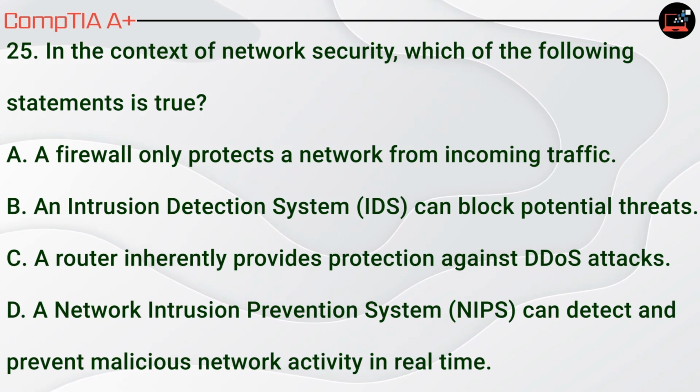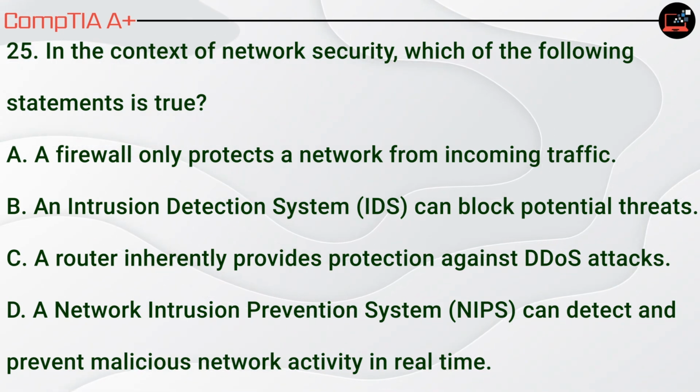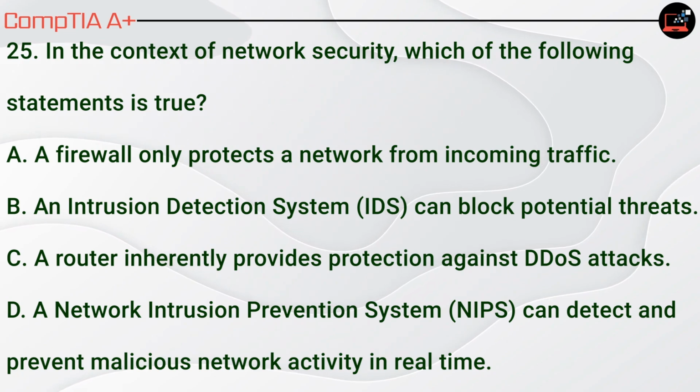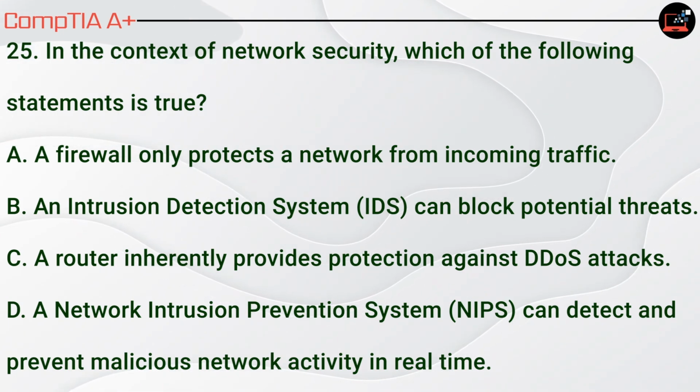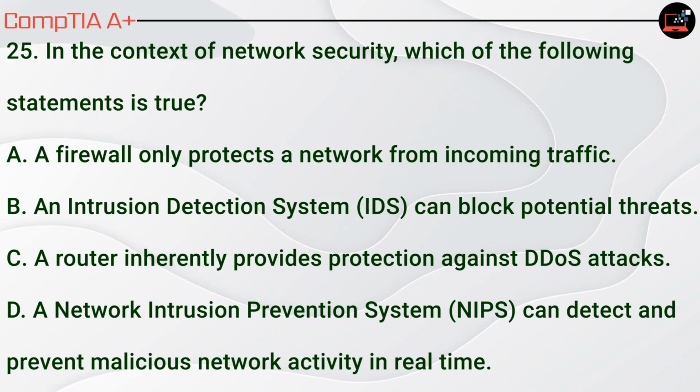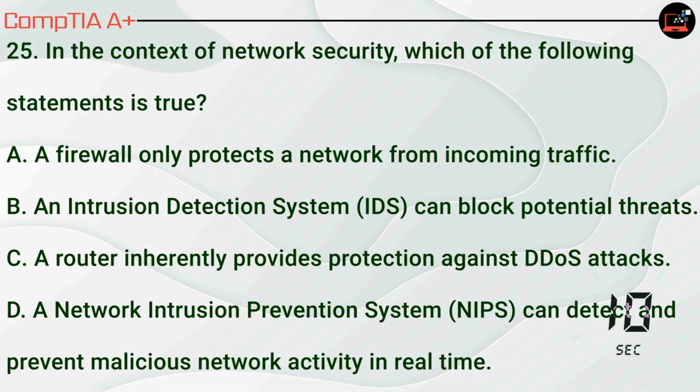In the context of network security, which of the following statements is true? A. A firewall only protects a network from incoming traffic. B. An intrusion detection system, IDS, can block potential threats. C. A router inherently provides protection against DDoS attacks. D. A network intrusion prevention system, NIPS, can detect and prevent malicious network activity in real time.